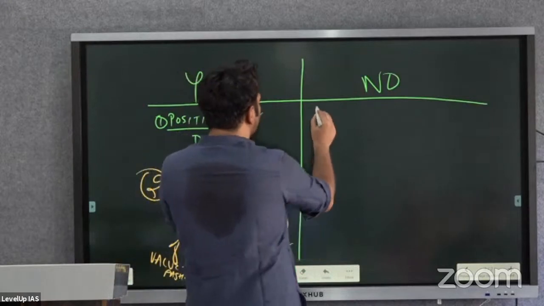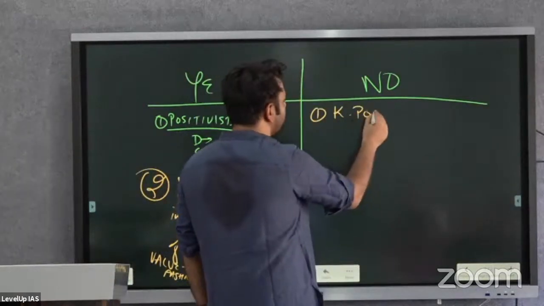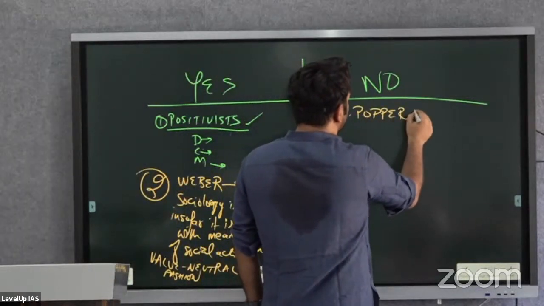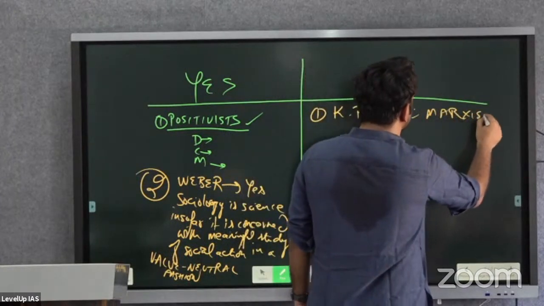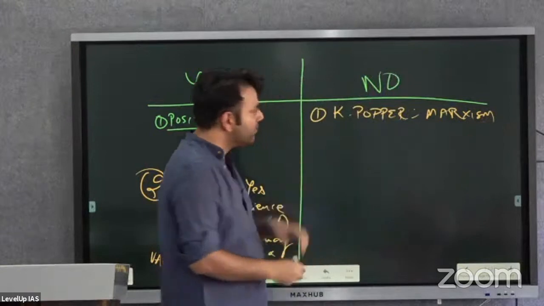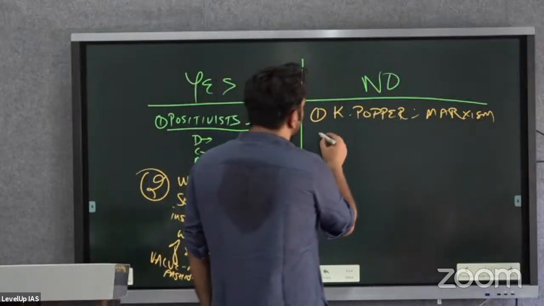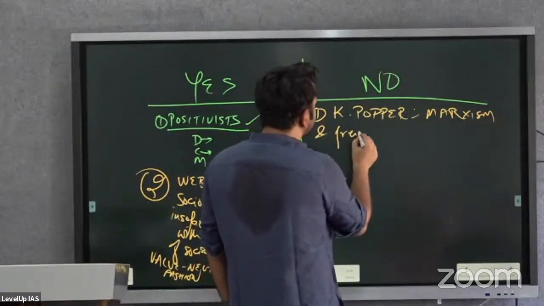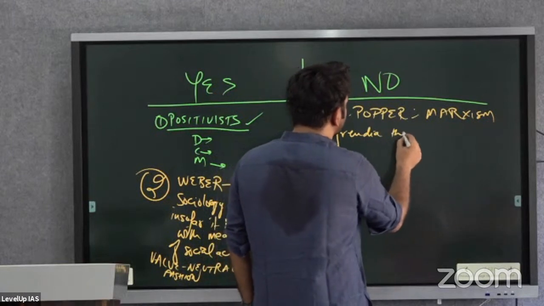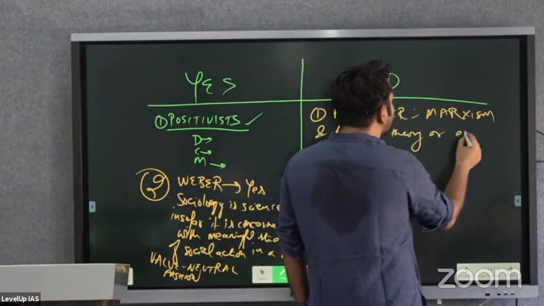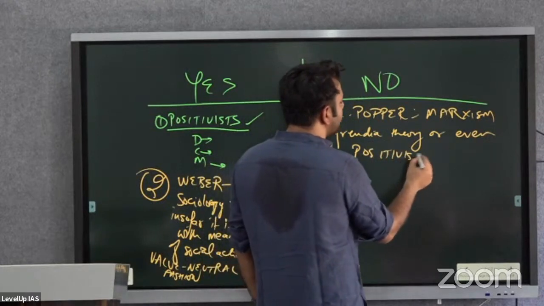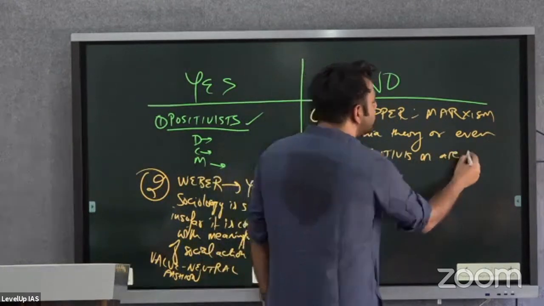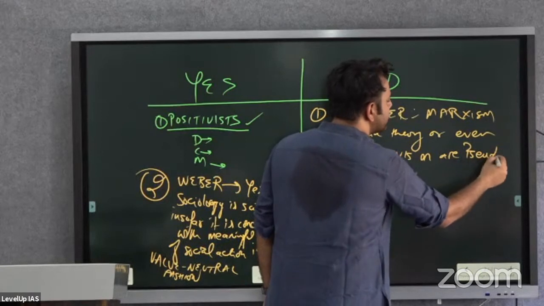So according to Karl Popper, Marxism and Freudian theory, or even positivism, is or are pseudo-scientific disciplines.